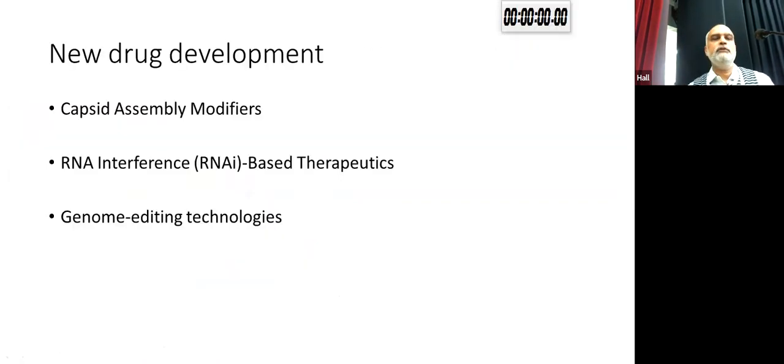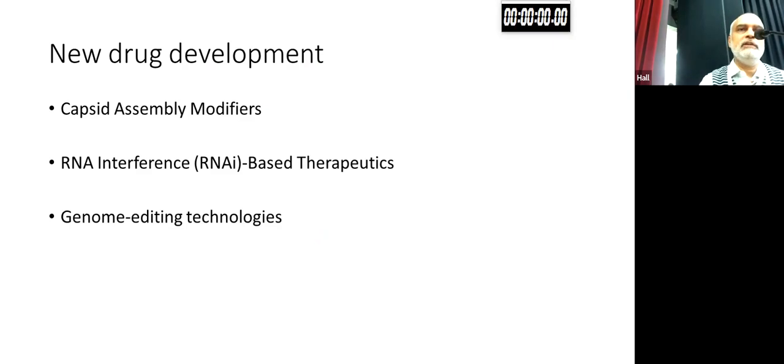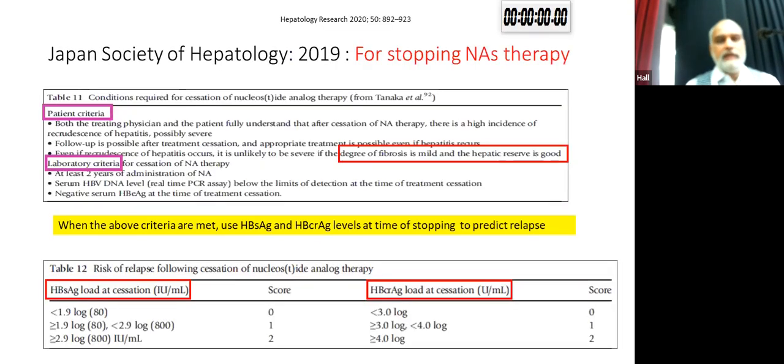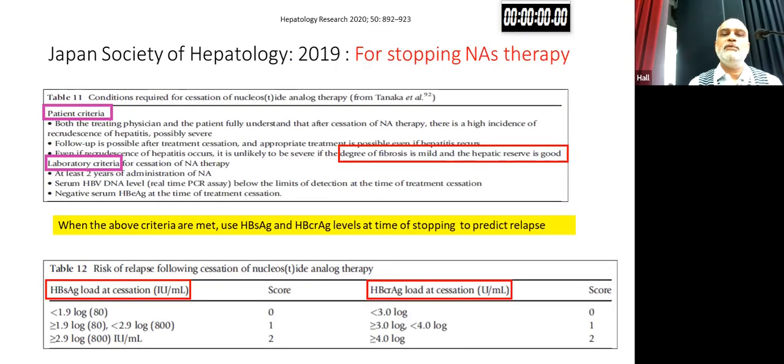So, okay, for new drug discovery, there are various molecules under development, and these markers can be valuable in assessing those responses. I will not go into the details. And the Japanese Society of Hepatology has included these markers for stopping nucleoside analog therapy, and they say that if patient criteria and laboratory criteria are fulfilled in patients who have a mild degree of fibrosis, then nucleoside analogs can be stopped based on HBsAg levels and core-related antigen at the time of cessation.